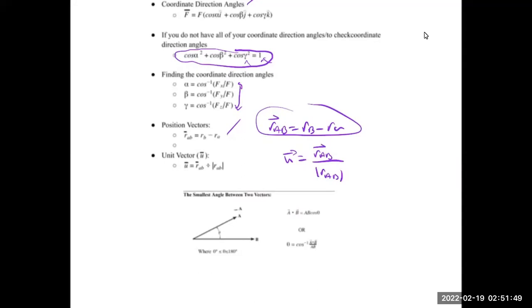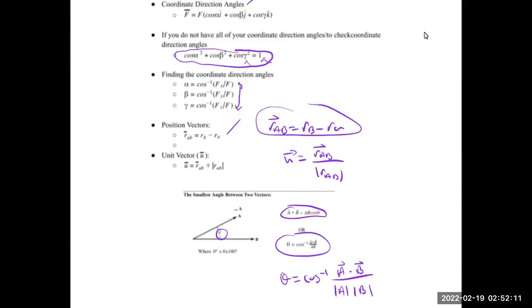The smallest angle between two vectors. So this equation right here, where theta is equal to cosine inverse of those two forces, let's say force A and force B vector, divided by the magnitude of force A and magnitude of force B, is how you find the smallest angle between them. So this is the smallest angle between them.